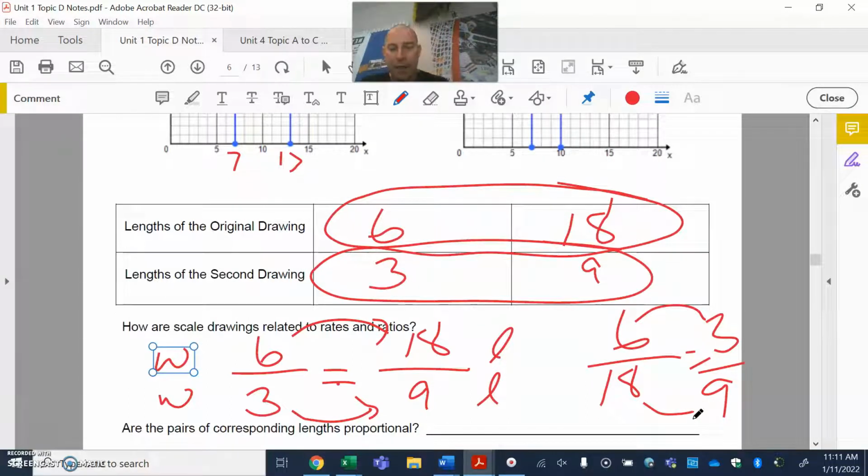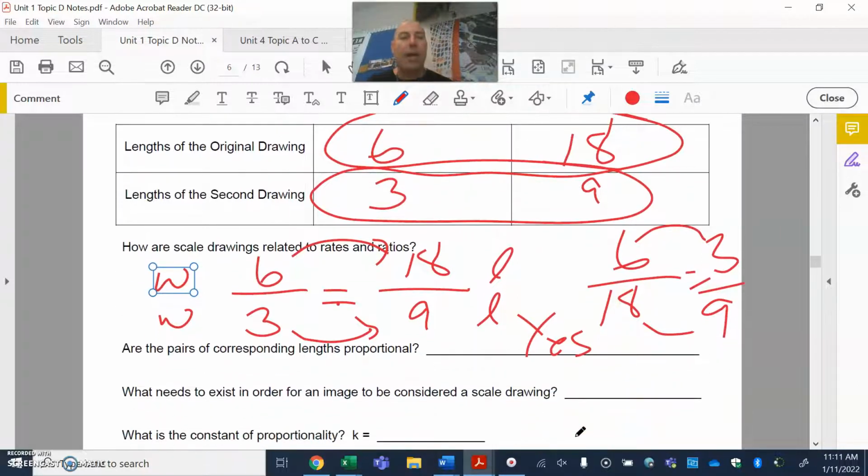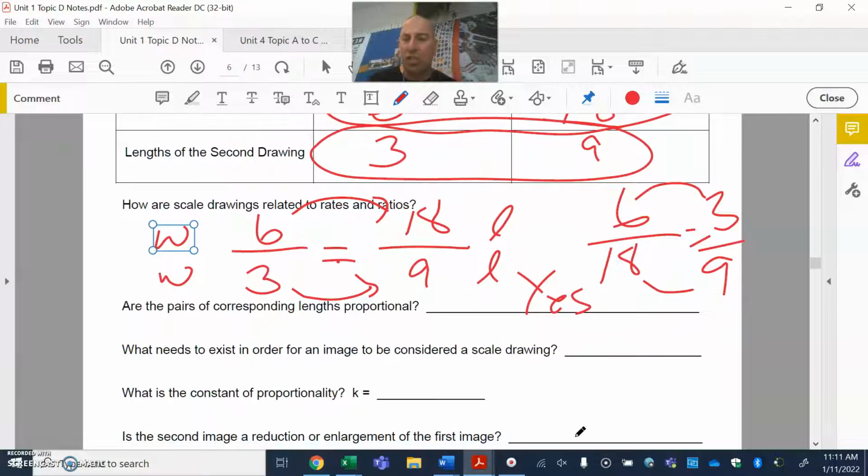So are the pairs of corresponding lengths proportional? Yes, they are. And again, that's because we're multiplying by the same number. I didn't need to use cross products here. I mean, I could use cross products, but we tend to save that for when we don't know what we are solving for.